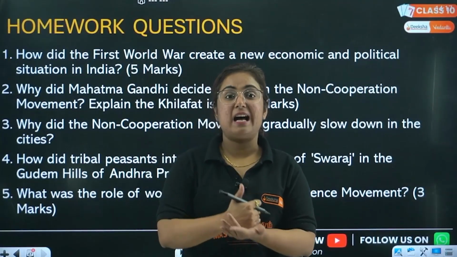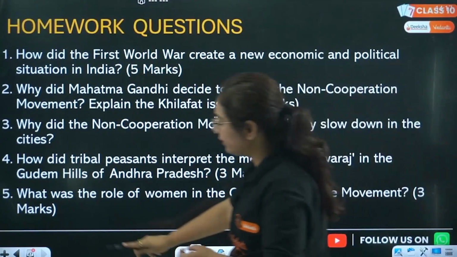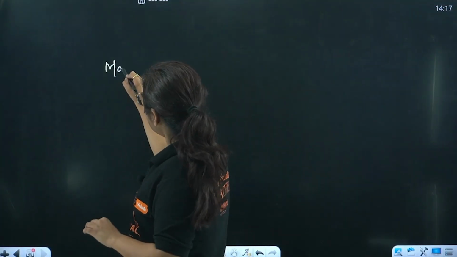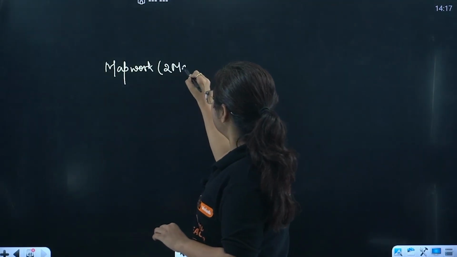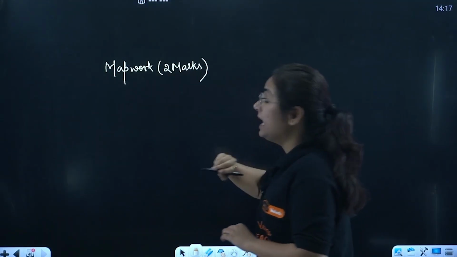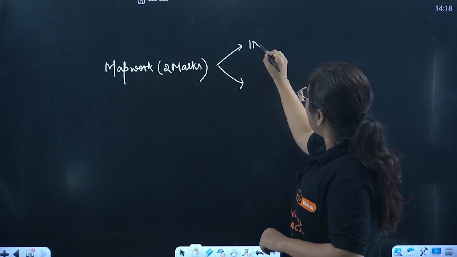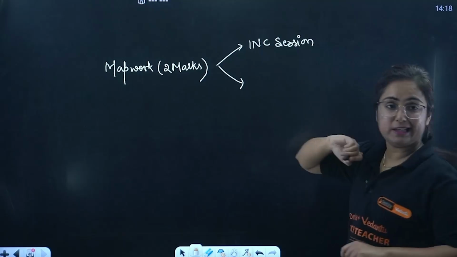Again, this chapter has a high weightage. These are the 5 questions that you will be solving after reading this chapter. Let me tell you one more important thing: map work comes from this chapter for 2 marks. This map work contains 2 things. Important sessions of the Indian National Congress.